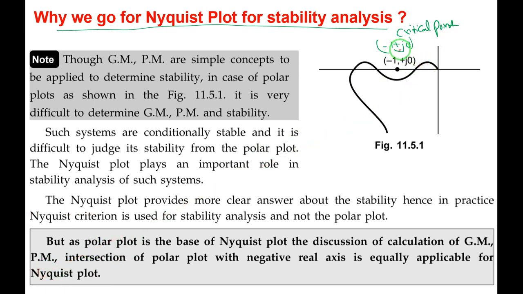Okay, minus 1 plus j0, if it is enclosed by the polar plot, is the system stable or unstable? One of you answer. Unstable, sir. Unstable, good. Because if it encloses the critical point, it is unstable.